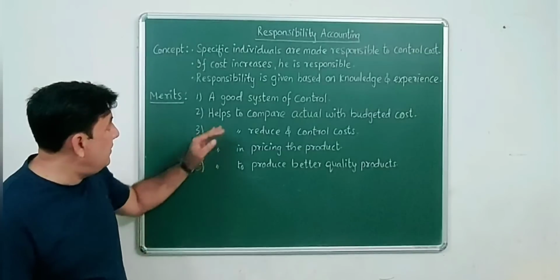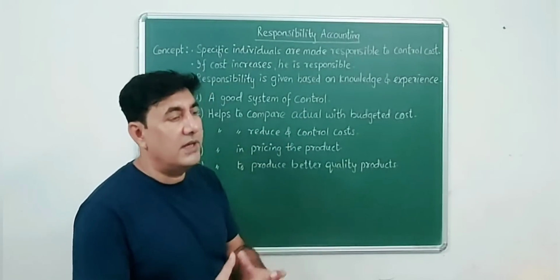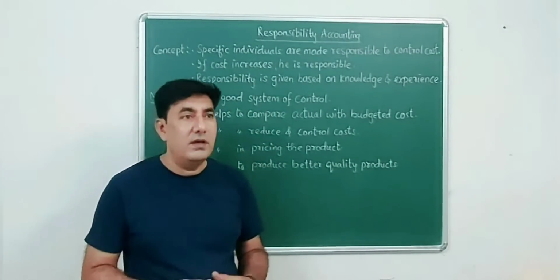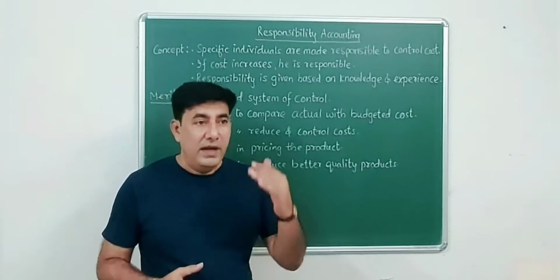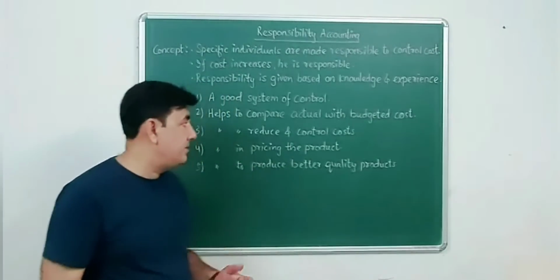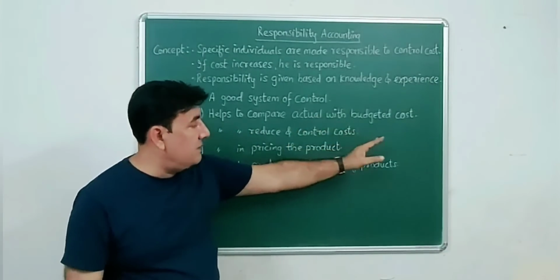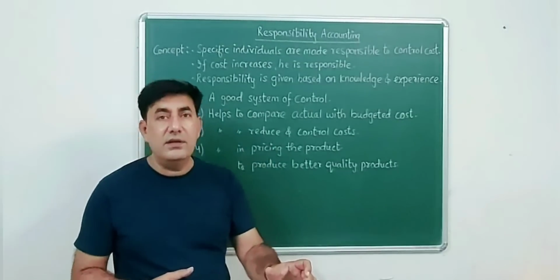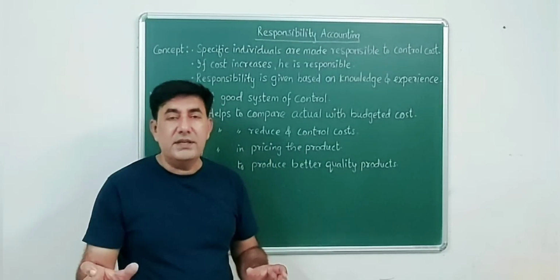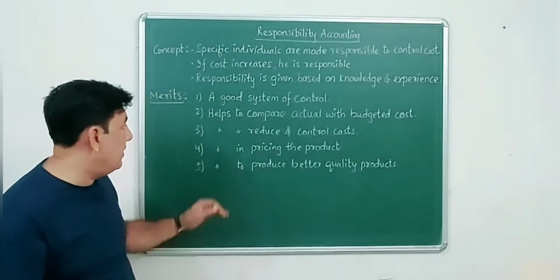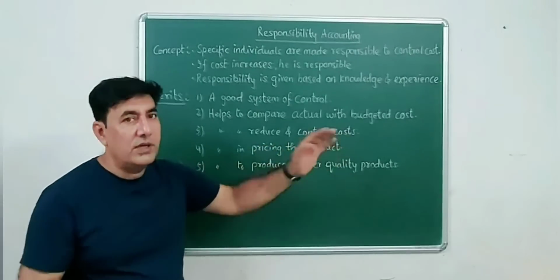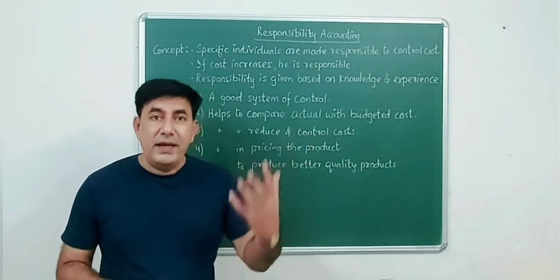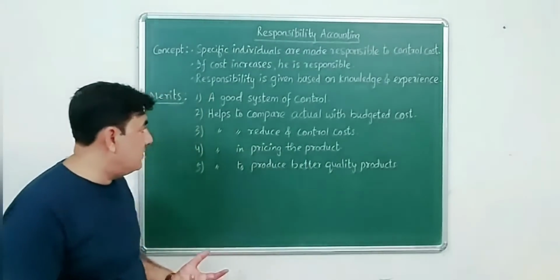Now, what are the advantages? First, a good system of control can be established in the organization. There are many controlling techniques. Responsibility accounting can also control the costs and minimize the wastage of resources. It helps to compare the actual cost with the budgeted cost. It's very simple, because the accountant will record all the actual costs incurred in manufacturing a product and the budgeted cost, so easily we can make a comparison. It reduces the cost and also controls the cost. The company can identify the sources from where it can reduce the cost. So that is very advantageous.